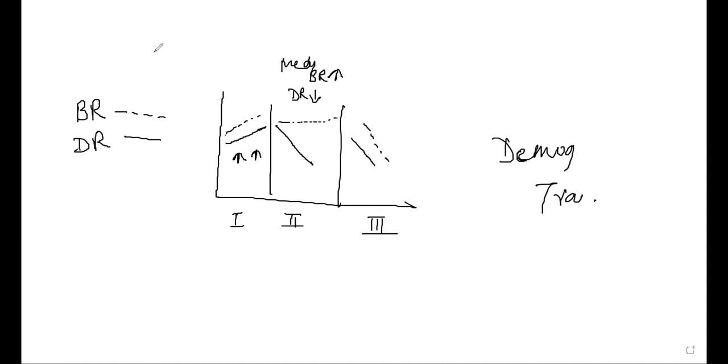Good. Okay, now Halima. In demographic transition, there are three stages. In the first stage, birth rate and death rate both are high. Yes, very good. Why was birth rate high? Why was death rate high?